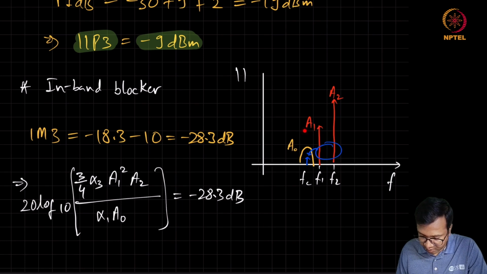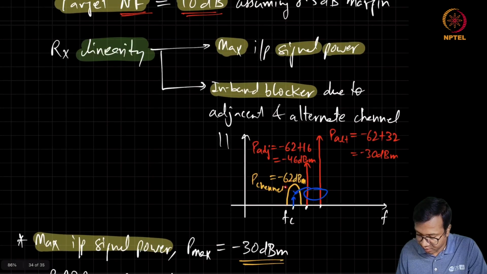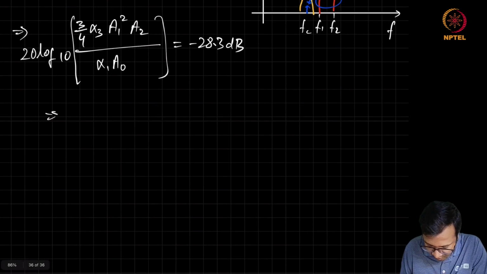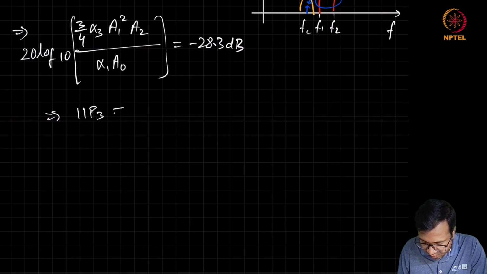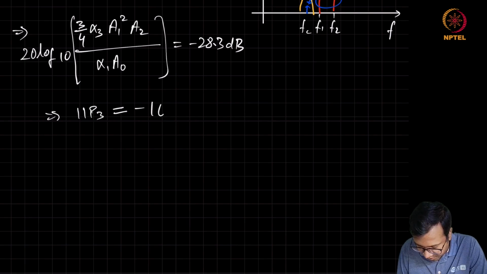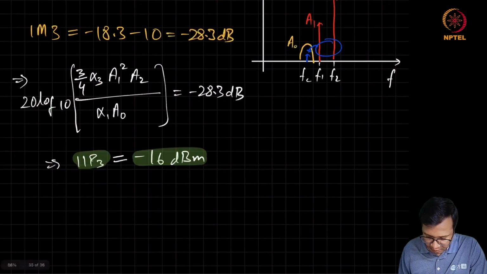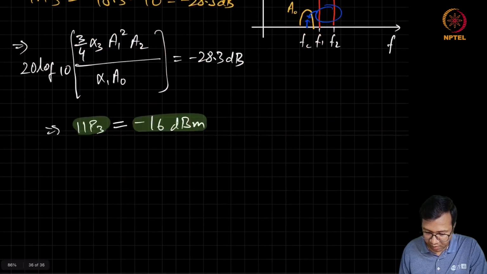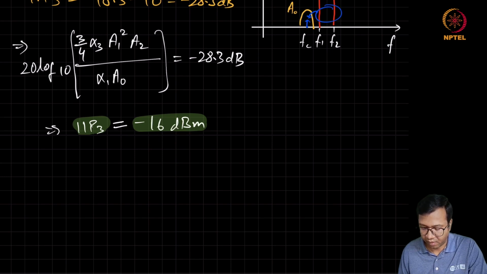So if you take the values of A0, A1, A2 based on the power levels given by the standard, then we can find that the IIP3 turns out to be equal to minus 16 dBm. So the IIP3, because of the maximum input signal power spec, is coming out to be minus 9 dBm, whereas because of this in-band blocker, we are getting minus 16 dBm IIP3.